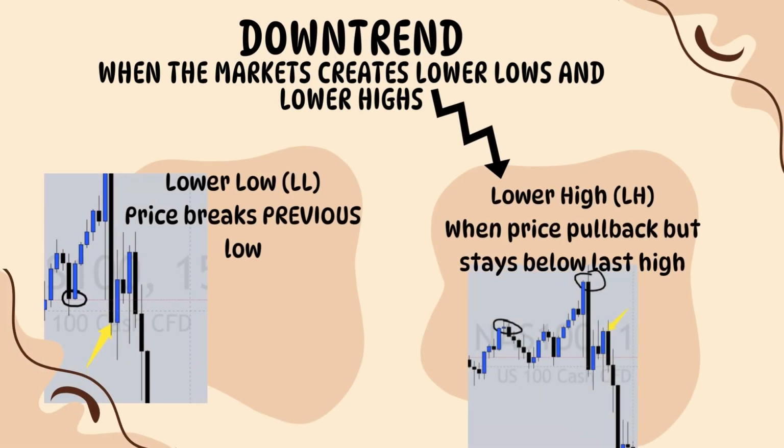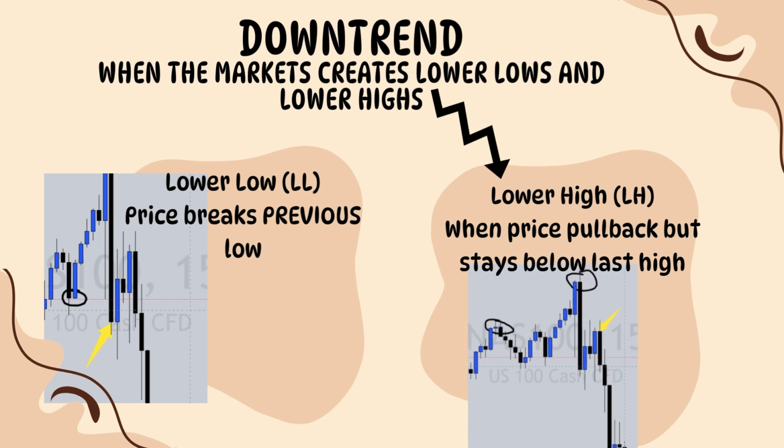So the downtrend, that is when the market creates lower lows and lower highs. So a lower low is when price breaks the previous low. Here you can see the black circle, that's what the previous low was at that time. But as you can see where the yellow arrow is, that is our lower low because before we see those bearish candles where price tanked, it did not break that most recent low. Or excuse me, it did break that most recent low, which is the black circle.